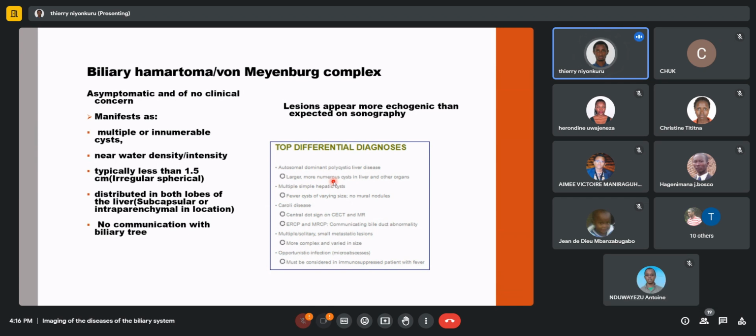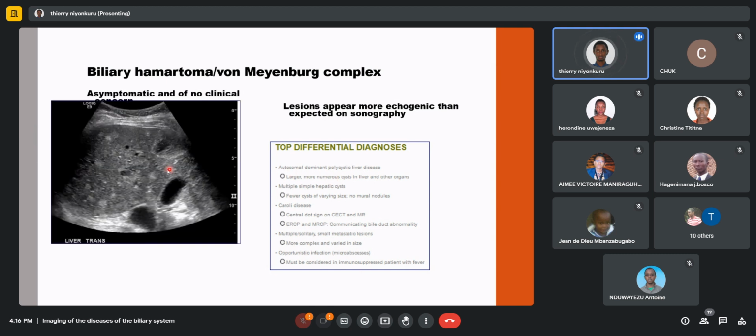They are associated with autosomal dominant polycystic disease. Sometimes they may be associated with polycystic liver disease. As you can see here, they are diffuse and scattered in all lobes of the liver. They are hyperechoic, there's no biliary tree dilatation, and we call them biliary hamartoma.